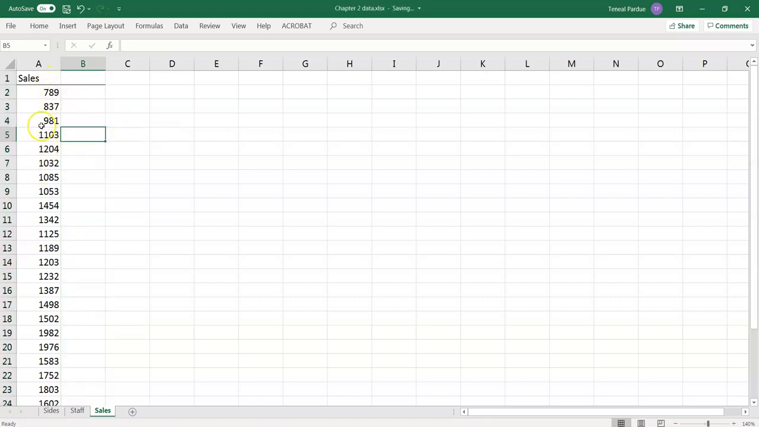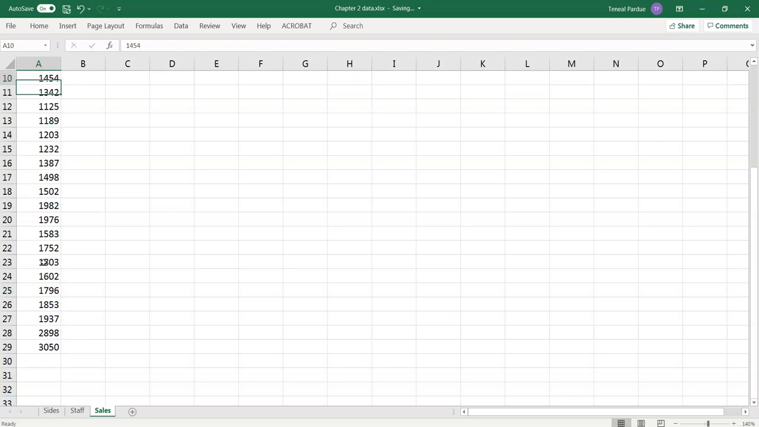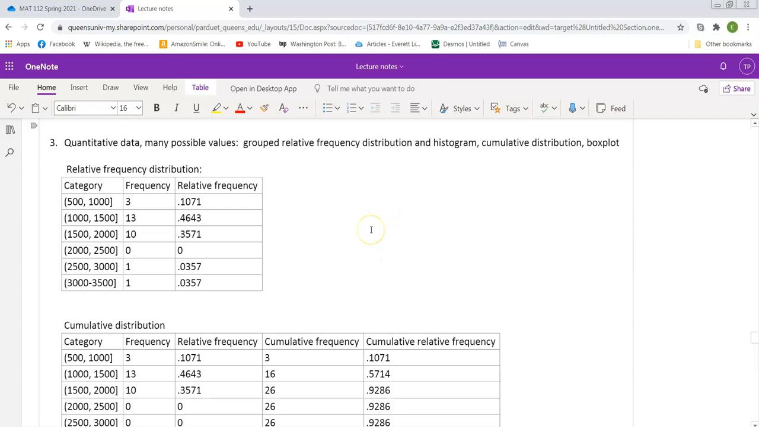So if we look at this data here, there's so many possible values. Hardly any of them, if any, are going to repeat. So here we've got 28 data points, and probably all 28 of them are a different value. So if we did the same way we did before, we'd end up with a table where each value had a frequency of 1, and there were 28 different values. So instead, what we do is we group them.